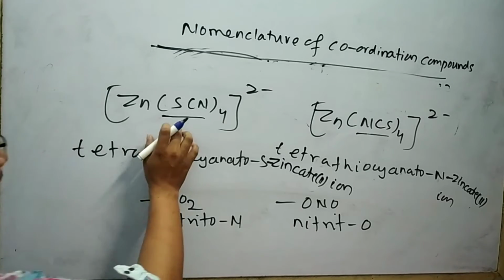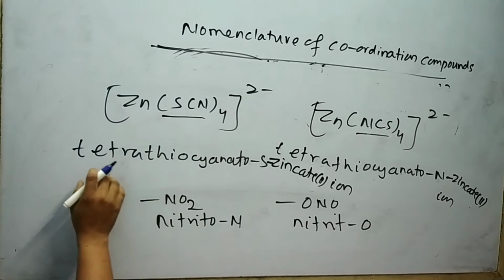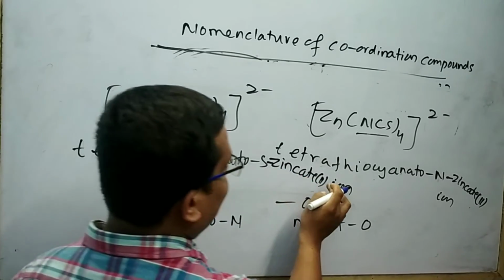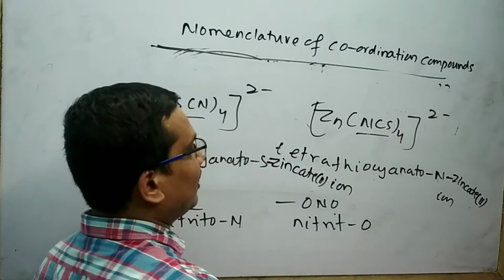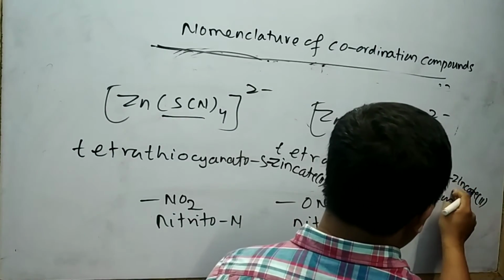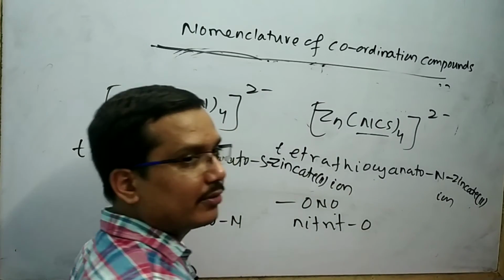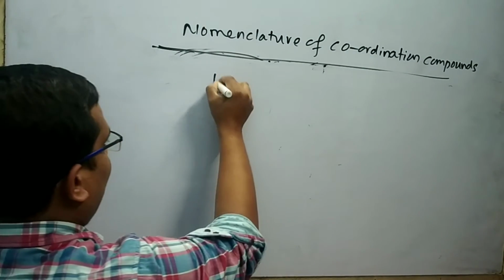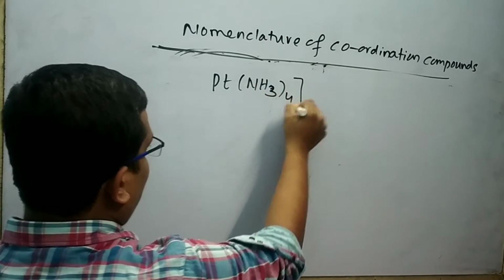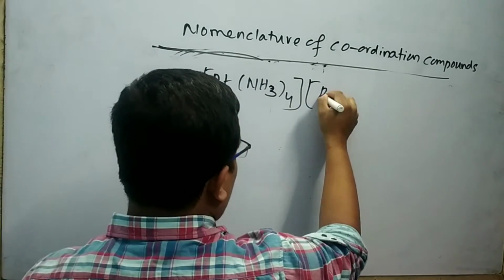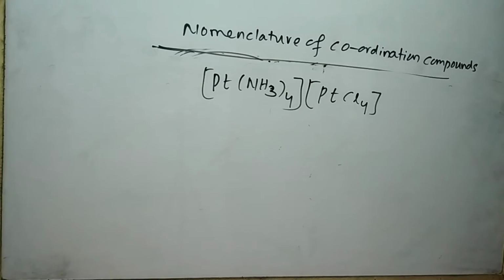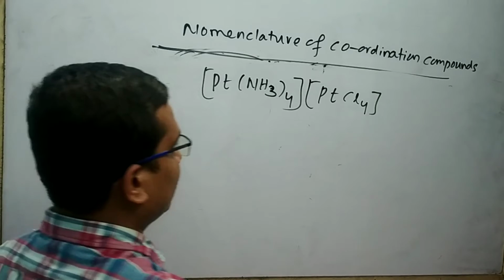Finally, I can write a name for this complex ion, that is your tetrathiocyanato-S-zincate ion. For this complex, I can write tetrathiocyanato-N-zincate ion. Suppose I will take another example, platinum NH3 4, platinum Cl4. What is the name of this coordination compound?